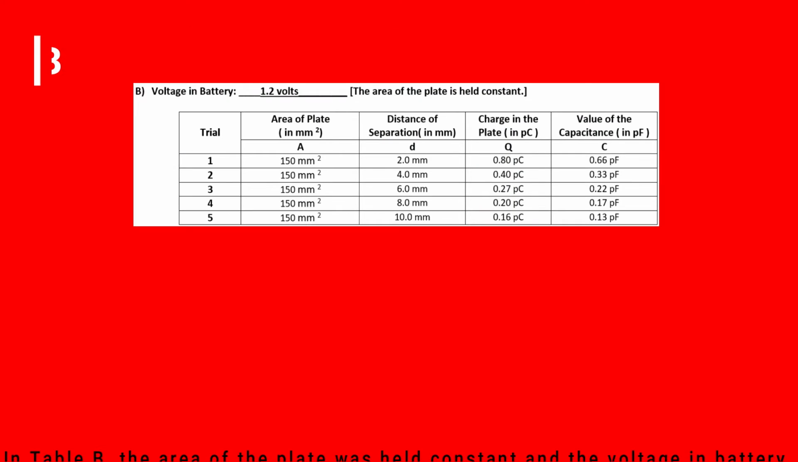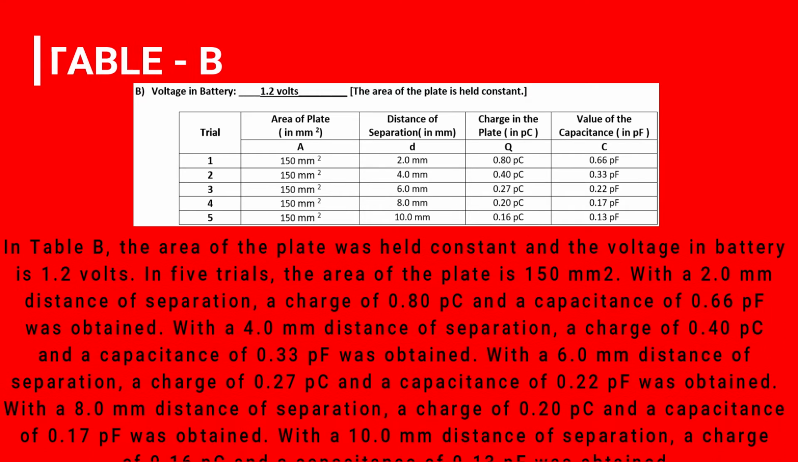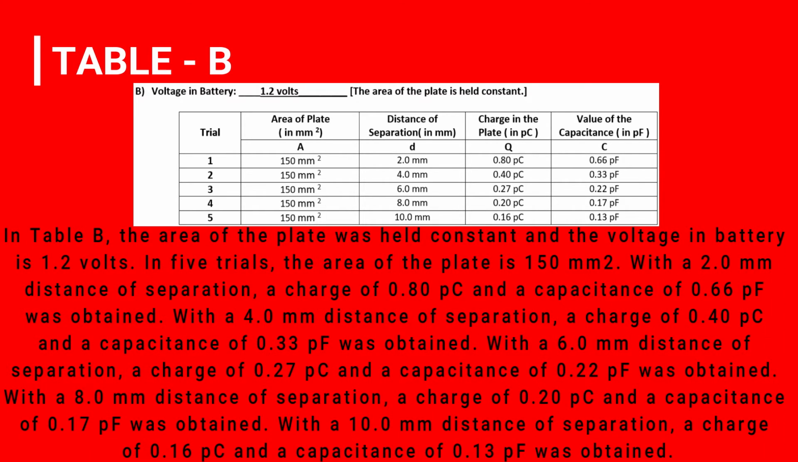I am Daniela Marie Castano and I am tasked to do Table B. In Table B, the area of the plate was held constant and the voltage of the battery is 1.2 volts. In 5 trials, the area of the plate is 150 square millimeters. With a 2 mm distance of separation, a charge of 0.8 picocoulomb and a capacitance of 0.66 picofarad was obtained.